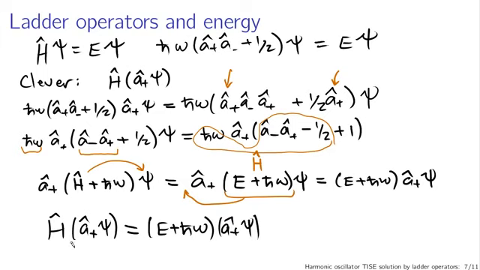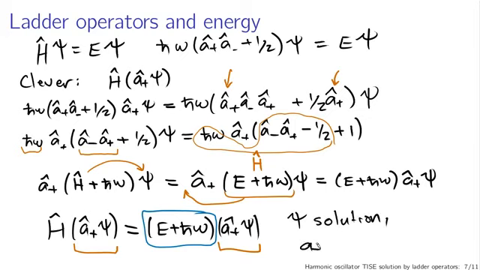This looks a lot like the Schrodinger equation for a wave function given by a plus psi. So, if psi is a solution to the time-independent Schrodinger equation, a plus psi is also a solution to the time-independent Schrodinger equation with this new energy. That's really the clever part. If psi is a solution, a plus psi is also a solution.